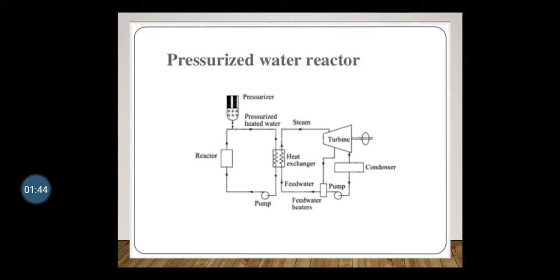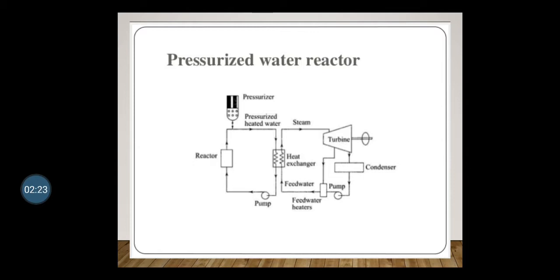Now, pressurized water reactor. The schematic diagram is shown in this slide. The pressurized water reactor, that is PWR, keeps the water under pressure so that it heats up but does not boil. The water from the reactor and the water in the steam generator that turns into steam never mix. In this way, most of the radioactivity stays in the reactor area.